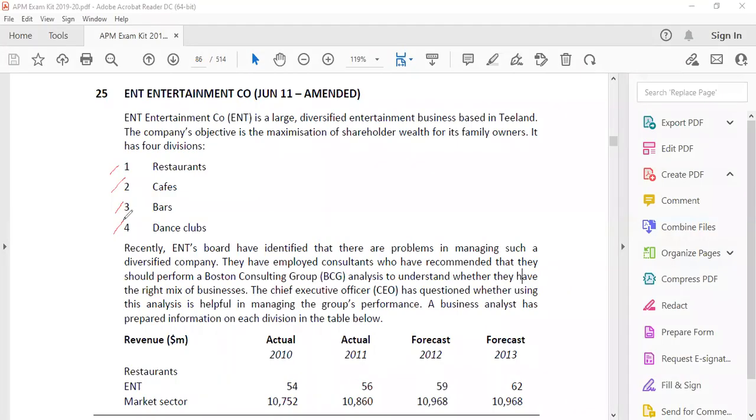Recently, E&T's board has identified that there are problems in managing such a diversified company. They have employed consultants who have recommended that they should perform a Boston Consulting Group analysis to understand whether they have the right mix of businesses. The Chief Executive Officer has questioned whether using this analysis is helpful in managing the group's performance. A business analyst has prepared information on each division in the table below.